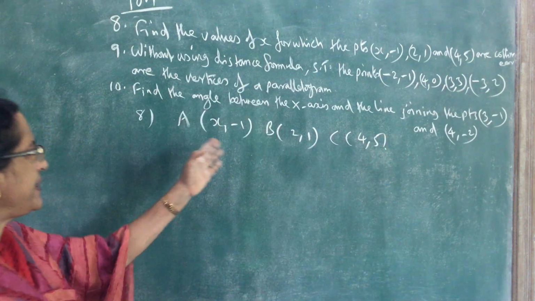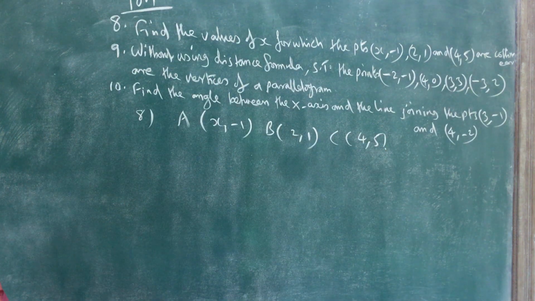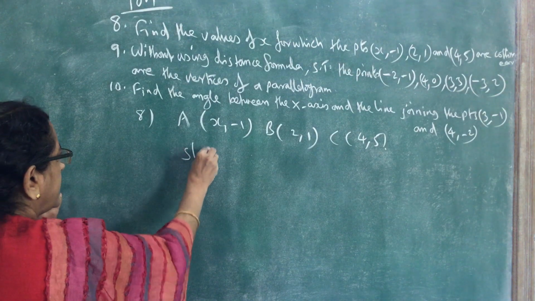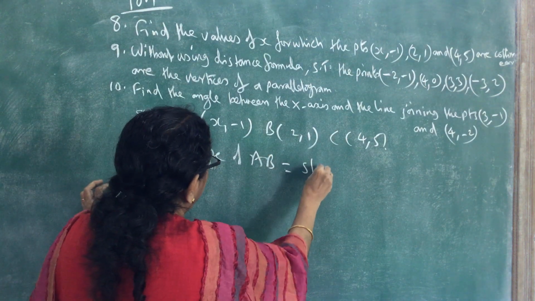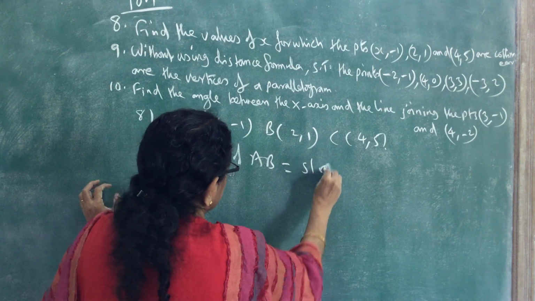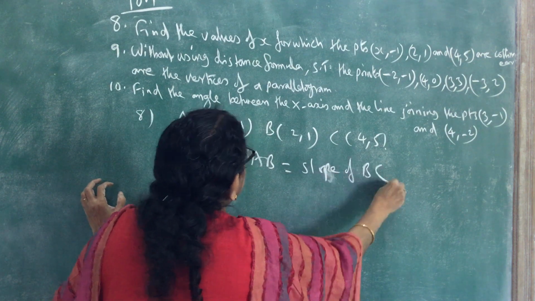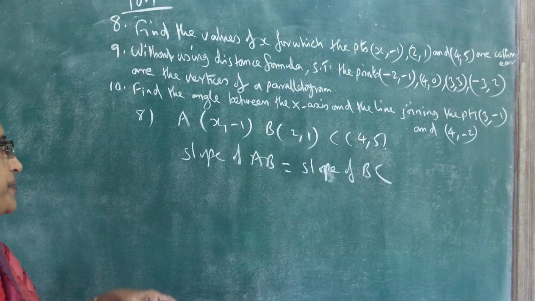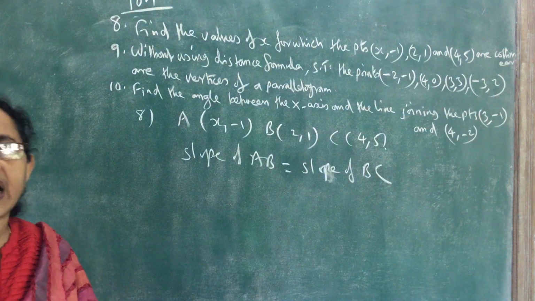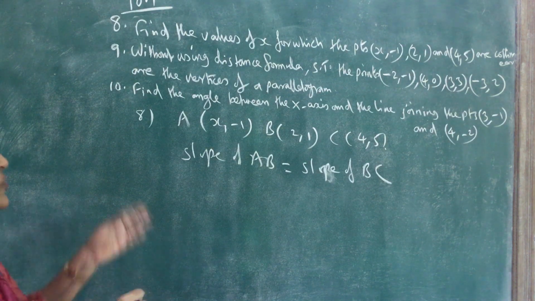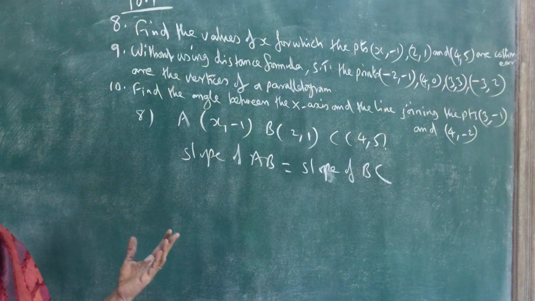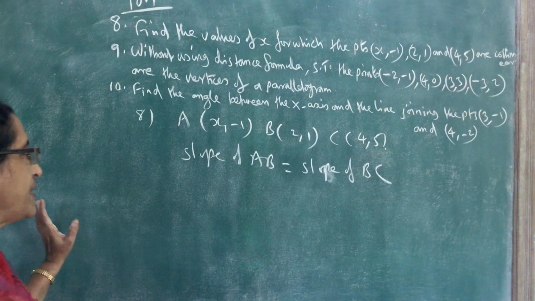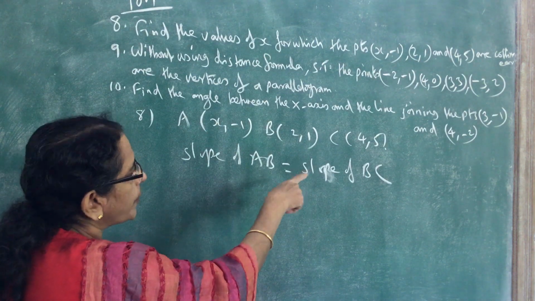Given that the points A, B, C are collinear, therefore slope of AB equals slope of BC. Slope of AB equals slope of BC. If three points are on the same line, the slopes of AB and BC will be equal, and that is equal to the slope of AC. All these slopes are equal. So slope of AB equals slope of BC.